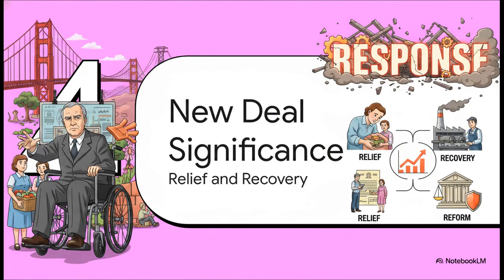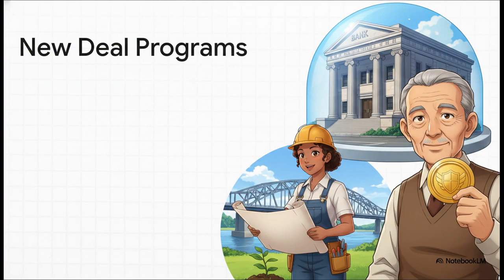Which brings us to part 4, significance of the New Deal. Faced with absolute societal collapse, governments simply had to act. In the U.S., this took the form of President Franklin D. Roosevelt's New Deal, a really aggressive pivot focused on relief, recovery, and reform. It fundamentally shifted the relationship between the government, the economy, and the citizen.